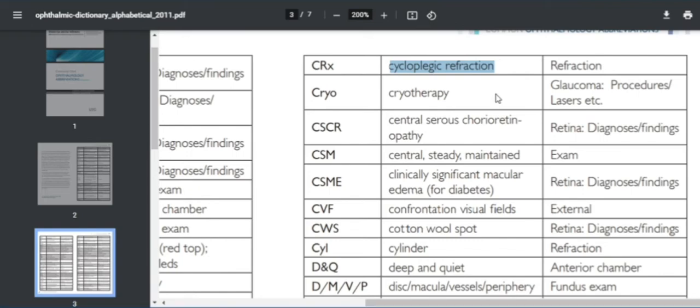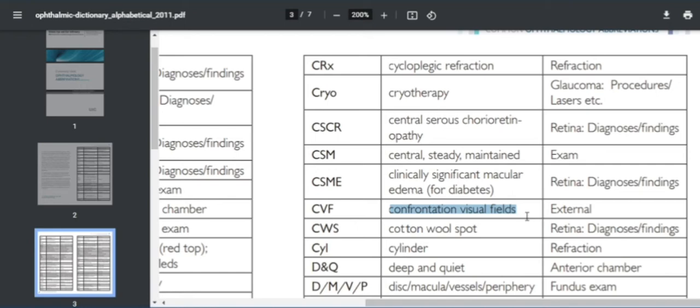CVF, confrontation visual field. Confrontation visual field is a manual procedure where the examiner fixes your eyes on a fixed object in front of your eye at about a 60 centimeter distance, and then moves a bright colored object to the periphery and asks at what point you are seeing it. By this method, the examiner assesses the visual field of the patient.